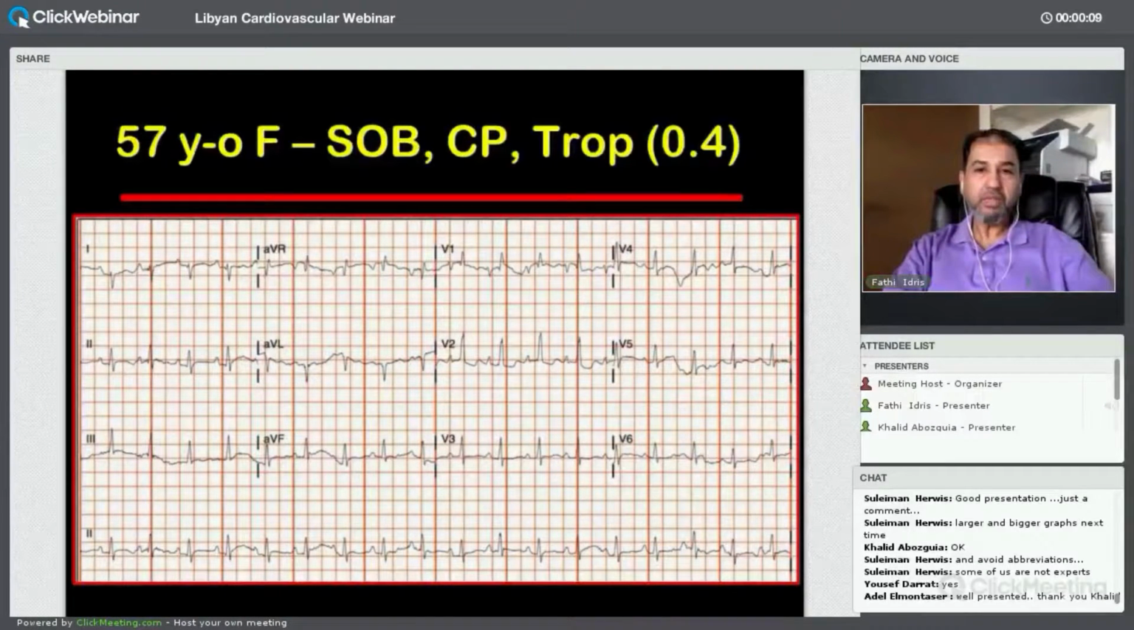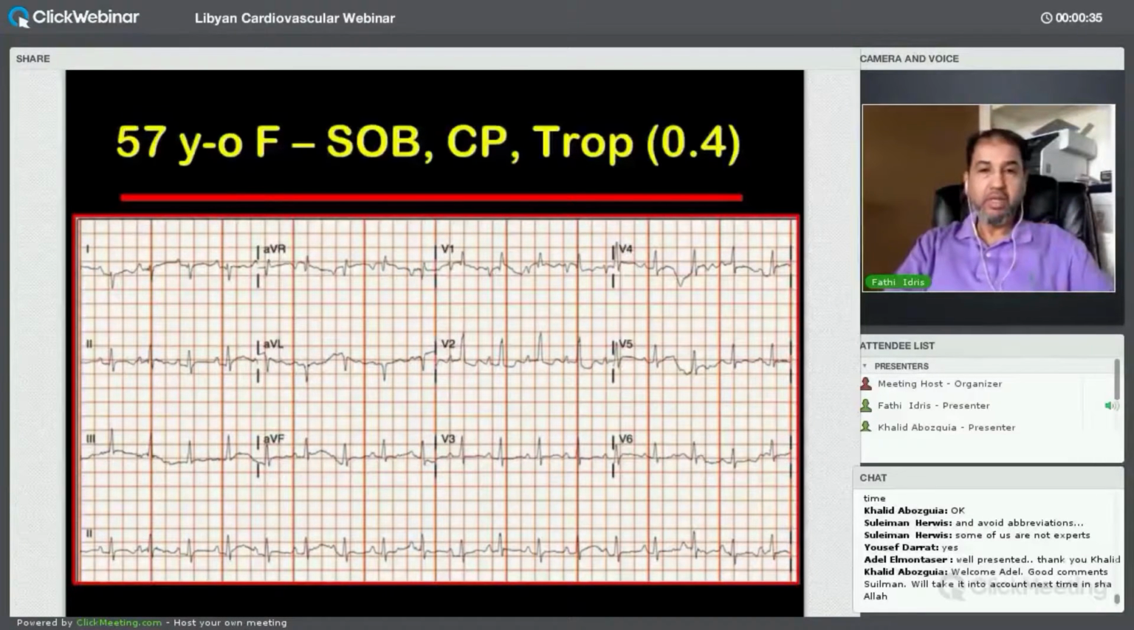This is a 57-year-old patient who presented with chest pain, shortness of breath, and elevated troponin. So this was the presentation, and this is the EKG of that patient. At this time, there's no more history available. Just to help you, I'll go over the main findings of the EKG and then ask a specific question about the case.